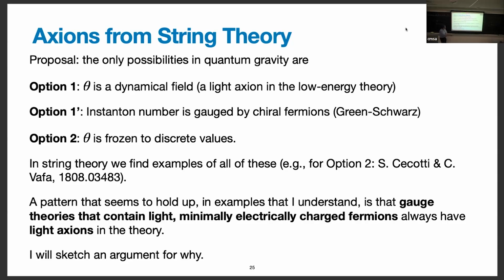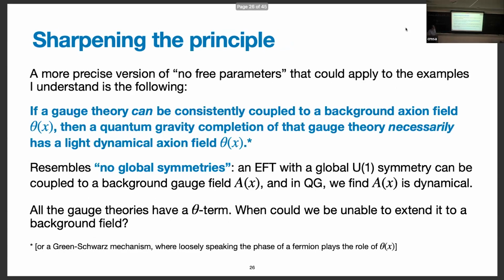Now, a pattern that seems to hold up in examples that I understand is that gauge theories that contain light, minimally electrically charged fermions always have light axions. So they're taking option 1. Really, I mean, they're taking 1 or 1 prime. But again, I'm going to sweep subtleties under the rug for limits of time. And so here's what I want to suggest. This folklore that there are no free parameters in quantum gravity, I want to say in this context where the parameter is a theta term.